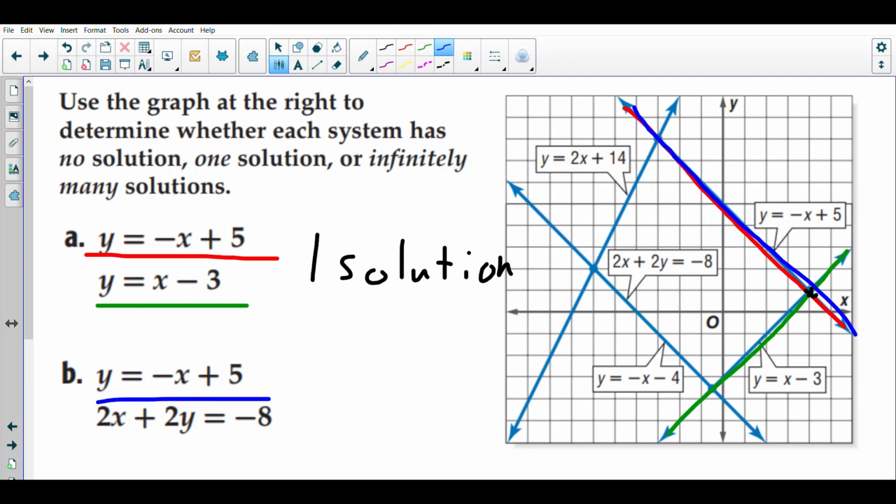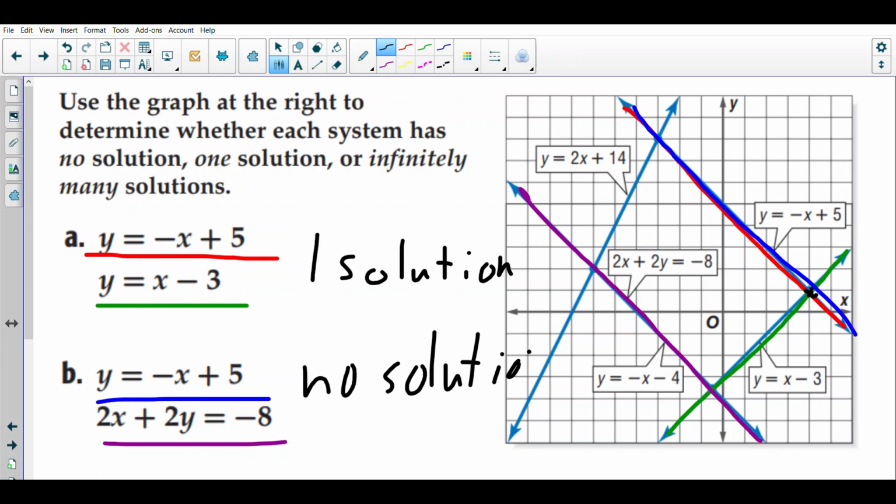And then we're looking for the one that says 2x plus 2y equals negative 8. So here's 2x plus 2y equals negative 8. And it looks like those two are parallel. They're not going to be touching at any time. So that would tell us that we have no solution. And if it has no solution, that means it would be inconsistent.